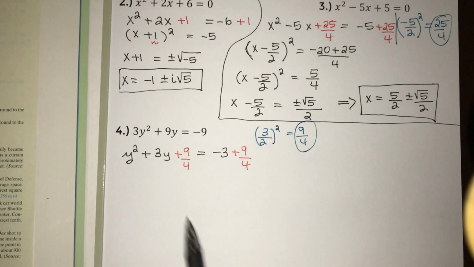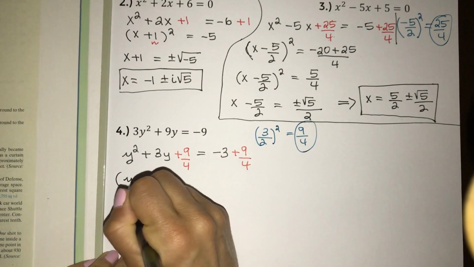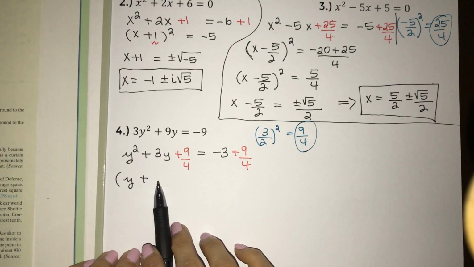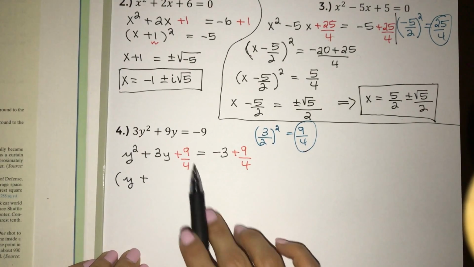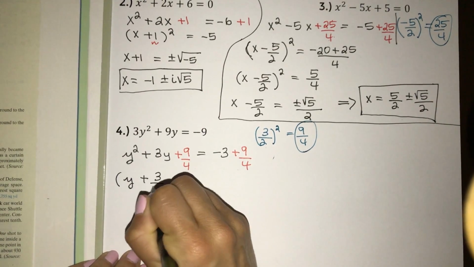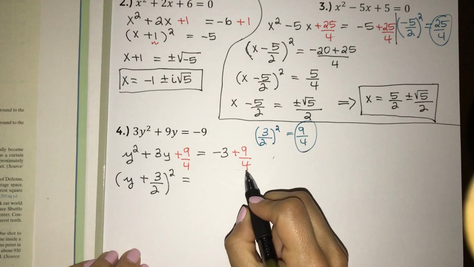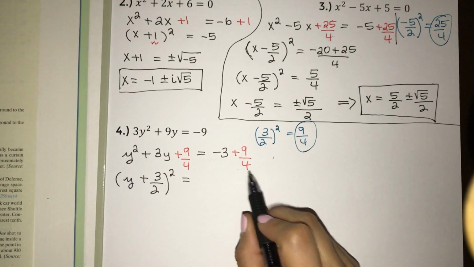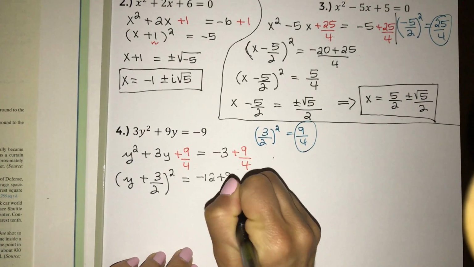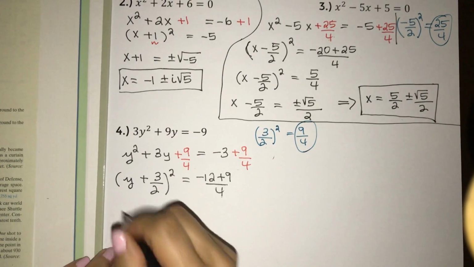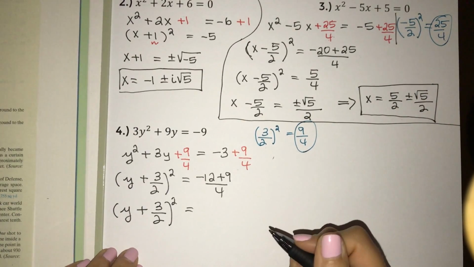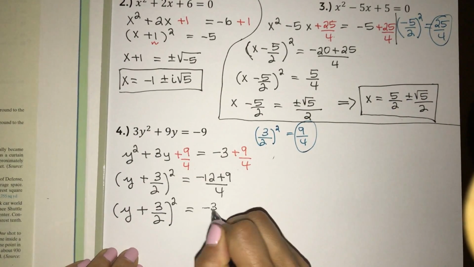Okay, now we need to factor on the left, and I'm going to use the same trick as I did in example 3. The value that goes here is the square root, which is 3 over 2. It's essentially what we're squaring. Right here, common denominator is 4, so you just multiply -3 by 4. We get -12 plus 9 over 4. I just need to simplify that. So when we do that, we get -3 over 4.